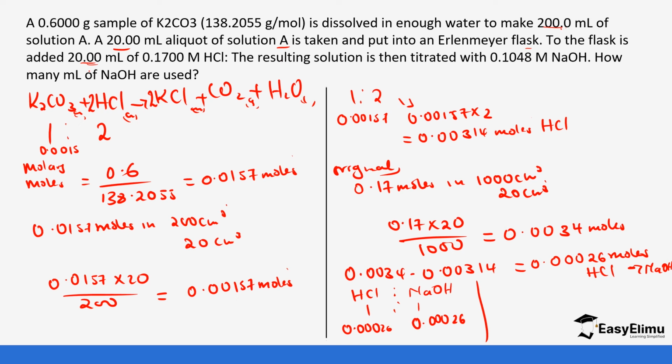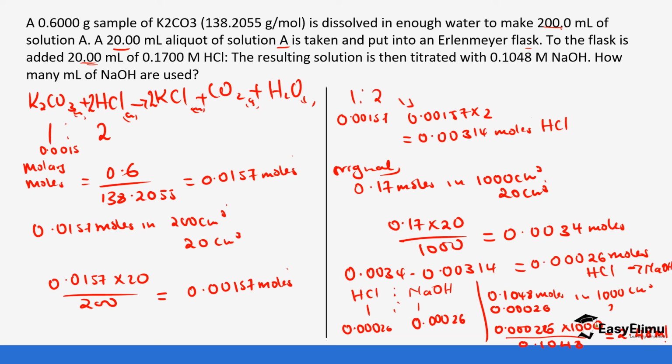So we are going to use the molarity, which tells us that if 0.1048 moles are in 1,000 centimeters cubed, what volume will contain 0.00026 moles? So it is 0.00026 times 1,000 divided by 0.1048, which gives us 2.48 ml. So that's how you are able to calculate.